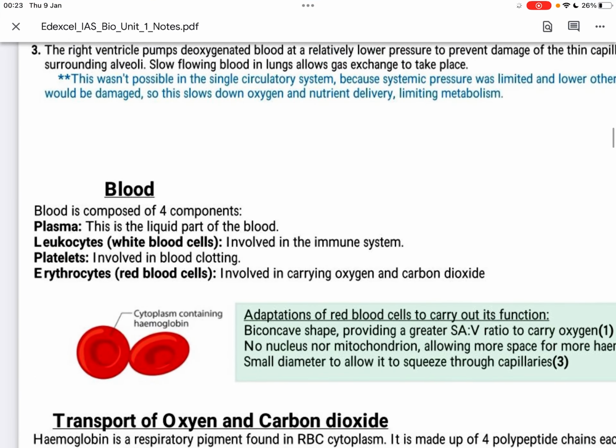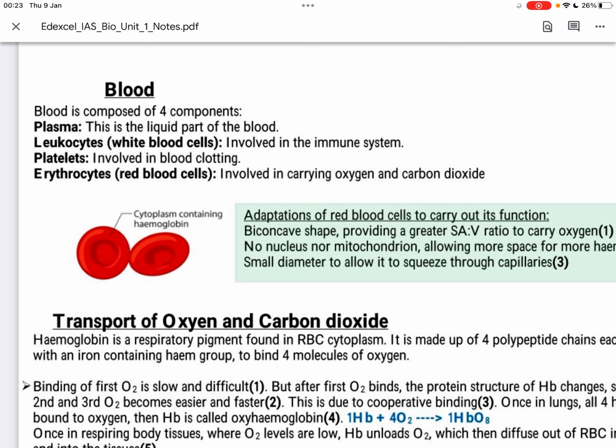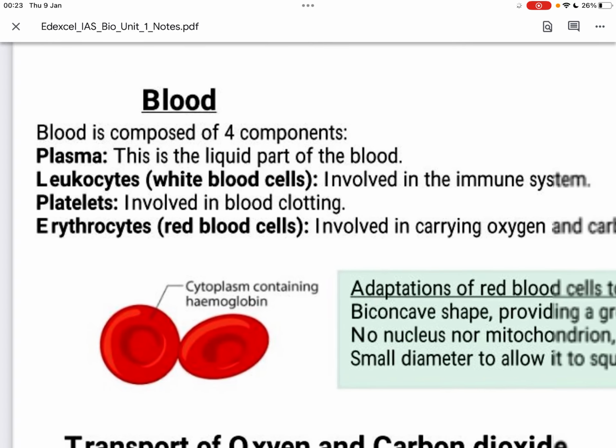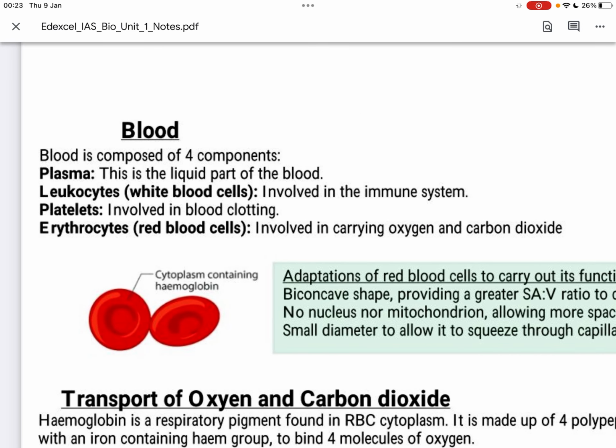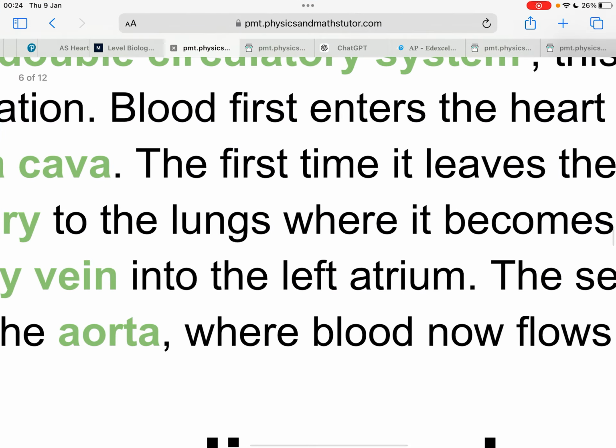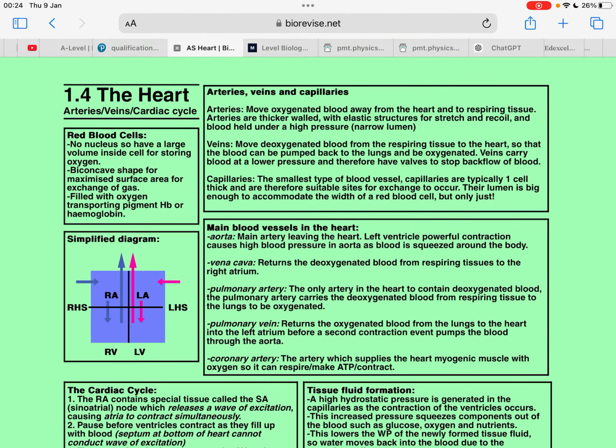Blood is composed of four components: plasma, leukocytes, platelets, and the erythrocytes. Basically, the plasma, which is the liquid part of the blood; the leukocytes, the white blood cells involved in the immune system, phagocytes and lymphocytes; platelets involved in blood clotting; erythrocytes, red blood cells involved in carrying oxygen and carbon dioxide. We've covered this earlier. If you do not remember, it's basic, and we're going to cover it now in the other PDF as well.